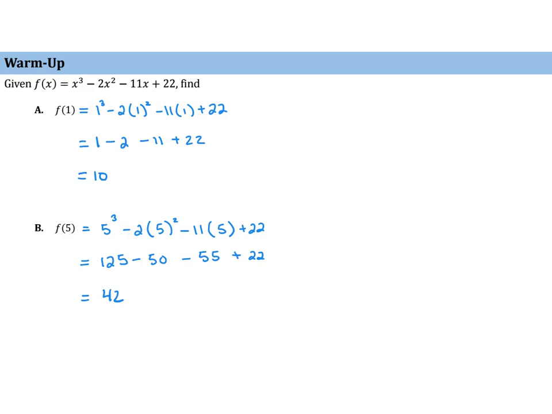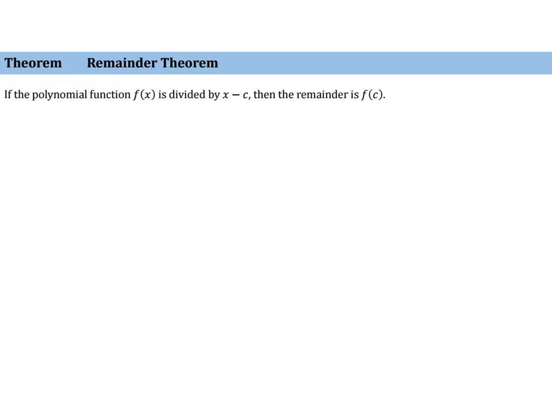Now, if you haven't done so yet, compare the 10 and the 42, the answers that we've obtained from evaluating our polynomial, to what we saw in the previous examples in synthetic division. What do you notice? 10 is the remainder from the example where we divided by x minus 1, and 42 is the remainder from when we divided by x minus 5. So there is a connection. If a polynomial function is divided by x minus c, then if you substitute c in for x, that's going to be the same as the remainder.